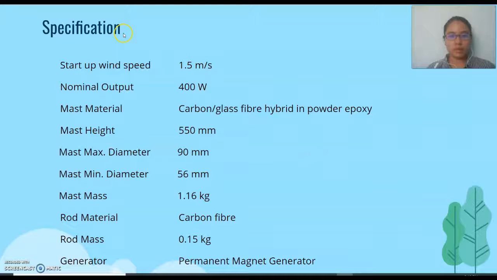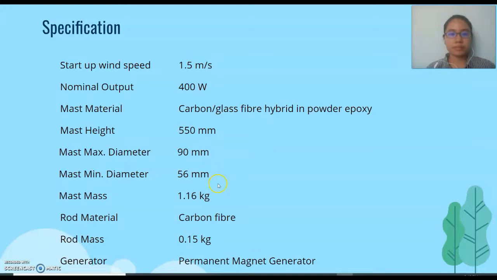Now let's move on to the specifications of our product. Start-up wind speed is the minimum wind speed at which the wind turbine starts to operate, and our product is 1.5 meters per second, which is considered low. The nominal output power is 400 watts. The mass material that we use is carbon glass fiber hybrid in powder epoxy because it can reduce the cost and the weight of our turbine.